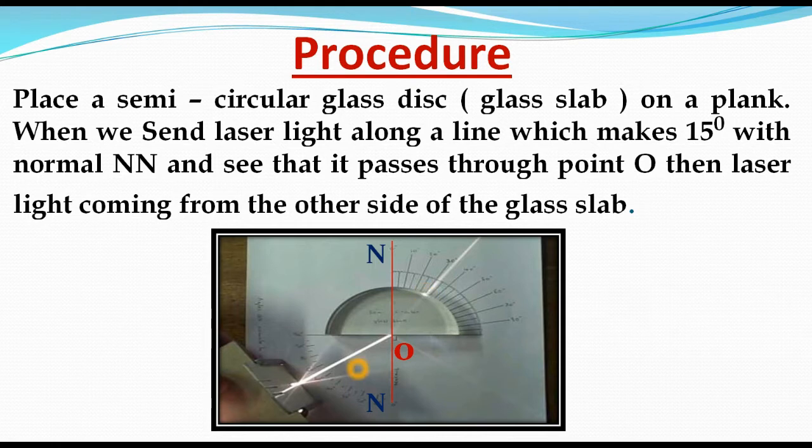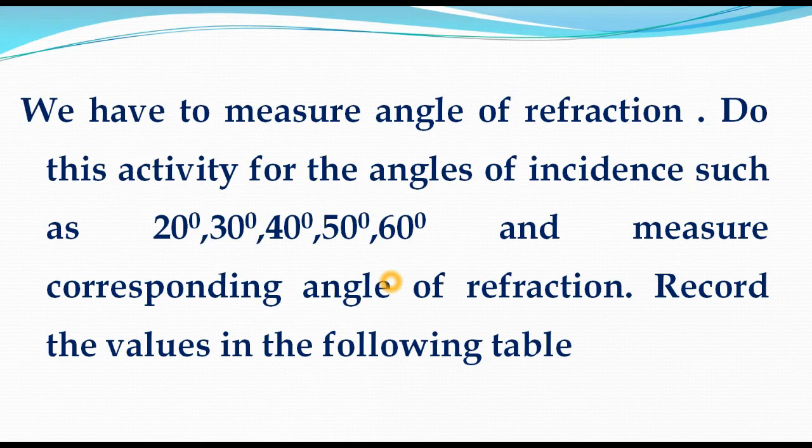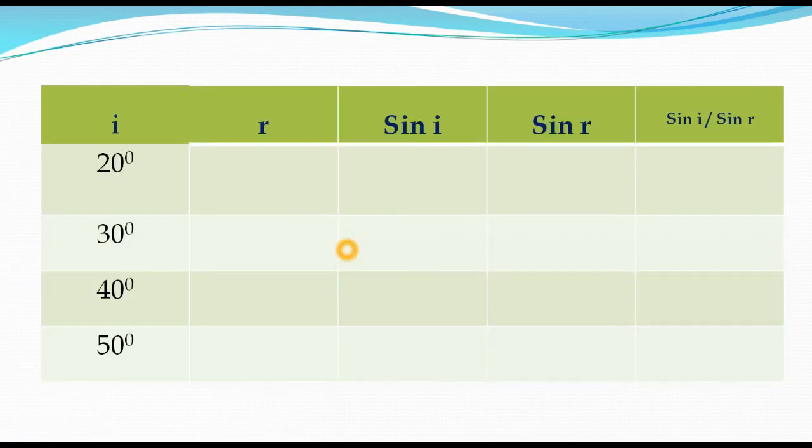Now you have to measure the angle between the incident ray and the normal, that is considered the angle of incidence, and similarly find the angle between the refracted ray and the normal, that is the angle of refraction. You have to do this activity for different angle of incidence values, for example 20 degrees, 30 degrees, 40 degrees, 50, etc. In each case, you have to measure the corresponding angle of refraction. Note these values in this table.